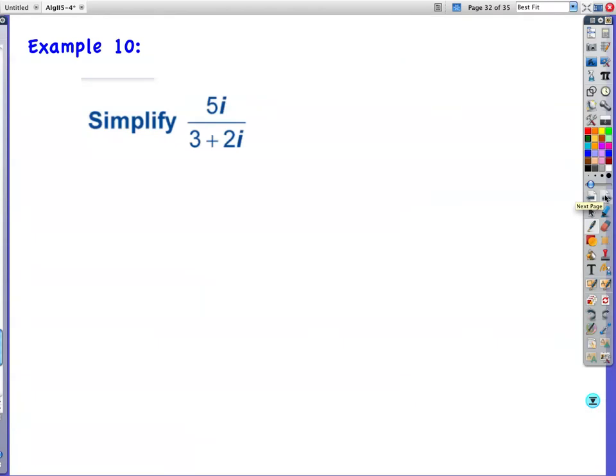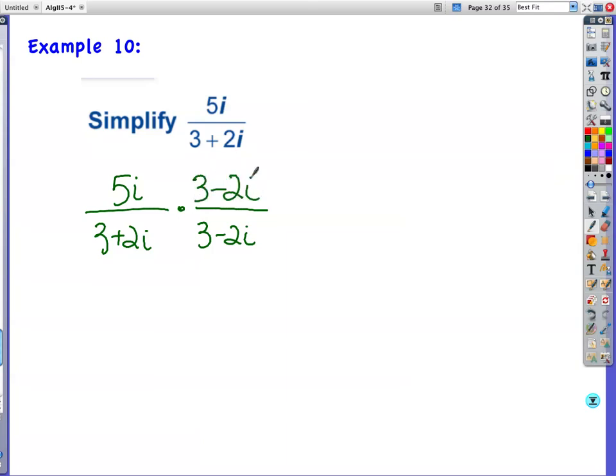Okay, so in example 10, notice how we have 3 plus 2i in the denominator. Your imaginary numbers cannot stay in the denominator, and even complex for that matter. We cannot have that i in the denominator. So what we're going to do is multiply by the conjugate. So 3 plus 2i. But here's the kicker. If we multiply by the complex conjugate, that'll be 3 minus 2i. This fraction here has to basically have the value of 1. So I'm going to take the top also times 3 minus 2i.